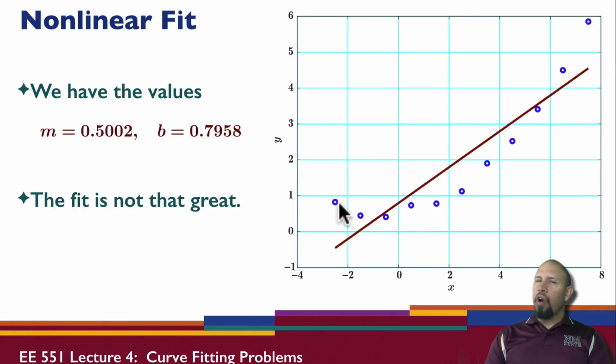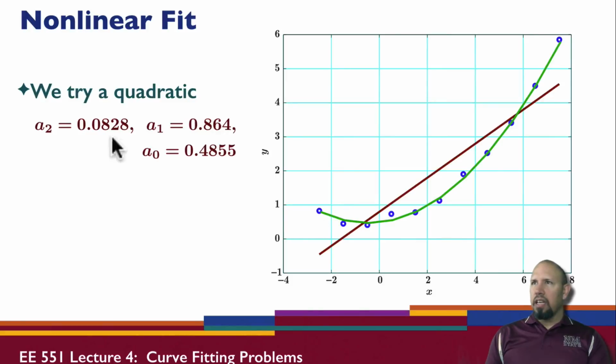So we try a quadratic curve fit. When we do that, these are the values of A0, A1, and A2, and we can see that when we fit the data, it fits a lot better. This data fits a lot better than the line fits. So this is a better fit for the data.